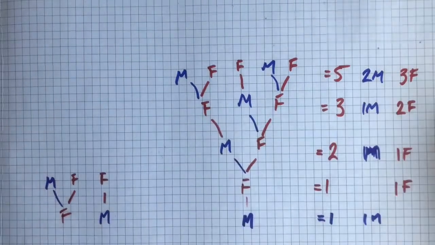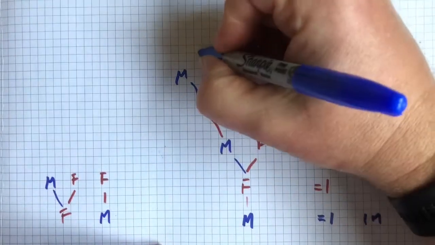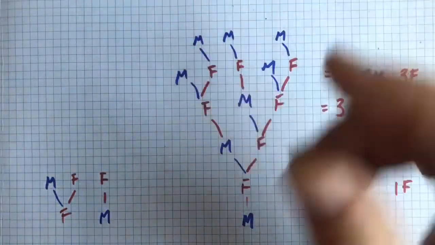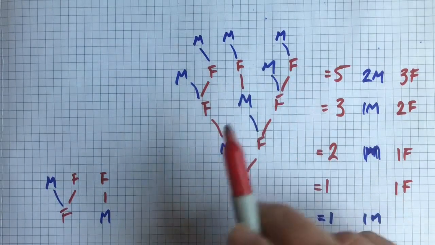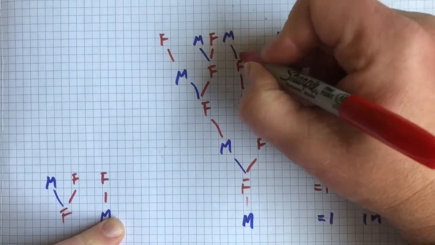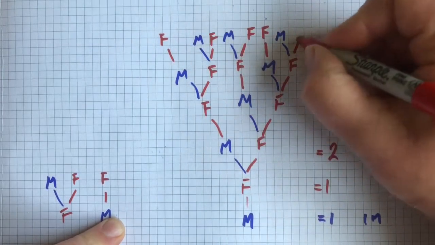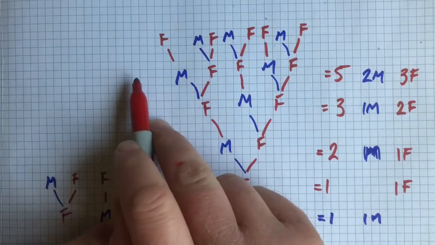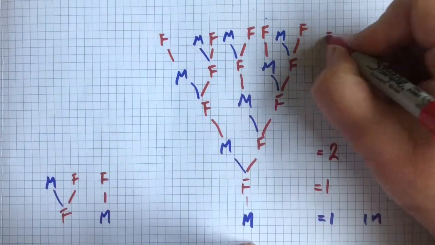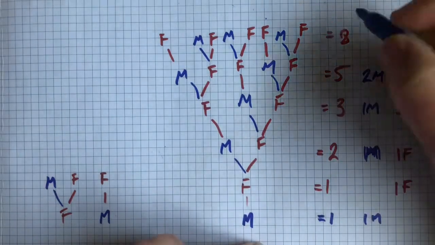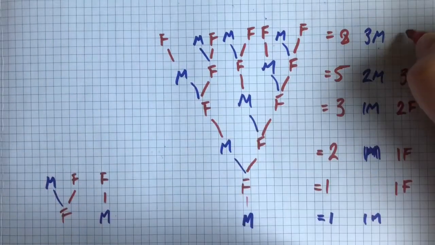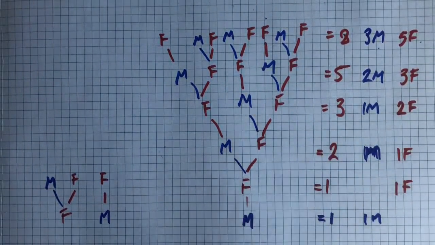3 females. If we quickly do the next generation, then we're going to have a male parent here, a male parent here, a male parent here. So the number of males in the next generation is always the number of females in the previous generation. Okay, we're going to have a female here, a female there, a female there, female there, and a female there. Notice the number of females is the number in the previous generation. Okay, so altogether here we have 8, which is made up of 3 males and 1, 2, 3, 4, 5 females.